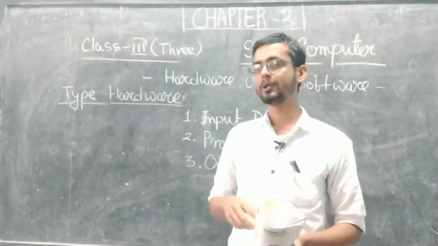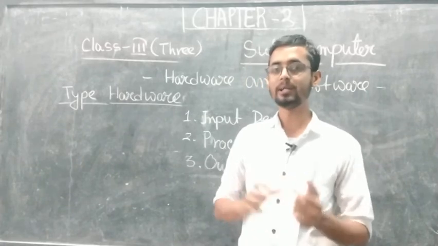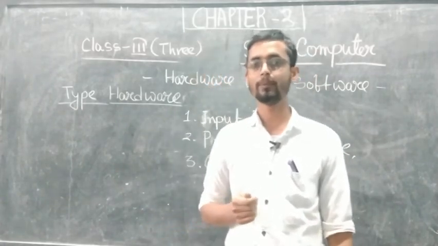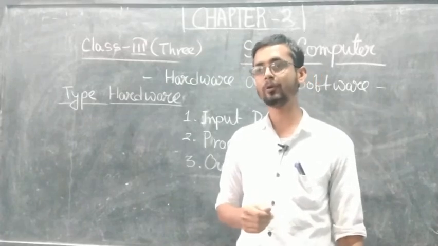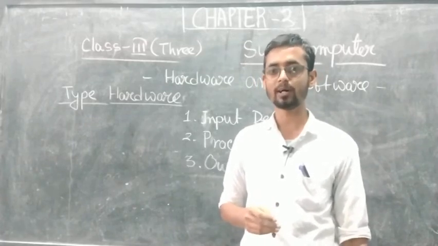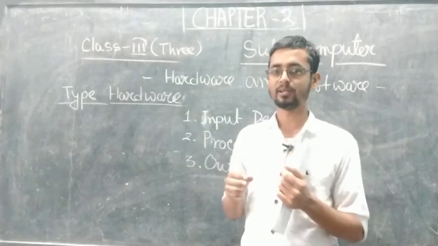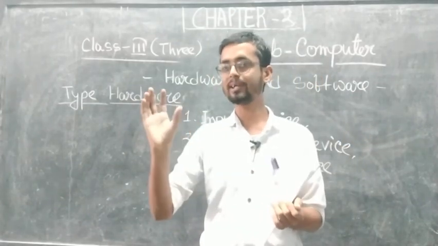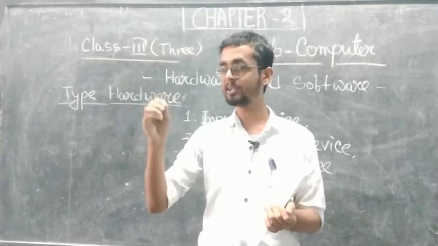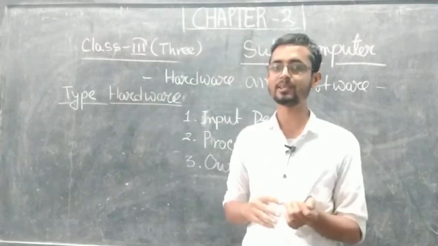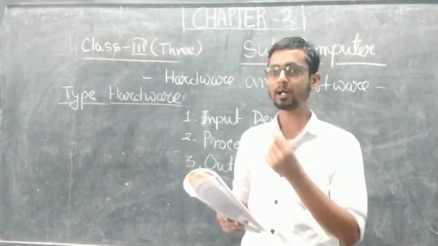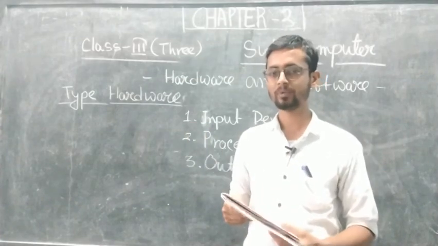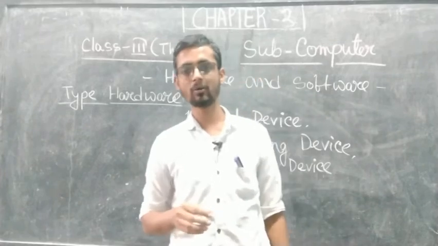Hardware means the devices that we can see in a computer, like monitor, keyboard, mouse, CPU box, speaker, printer. These are all electronic devices that we can touch or see. This kind of devices are called hardware. That means hardware devices we can touch and they are visible.